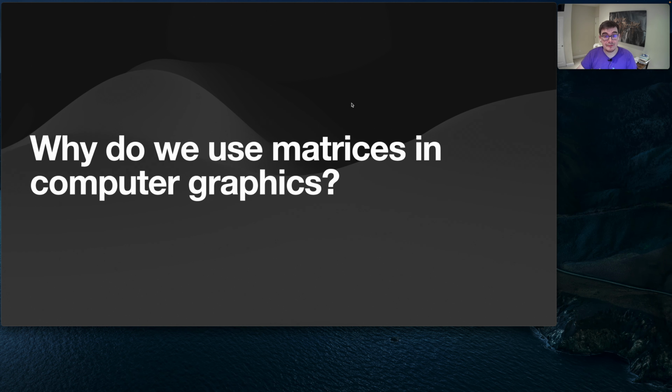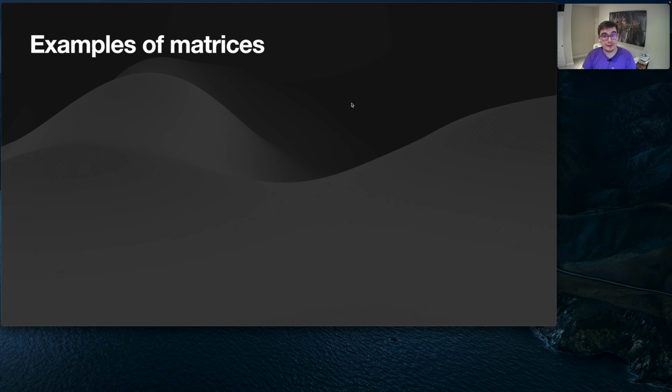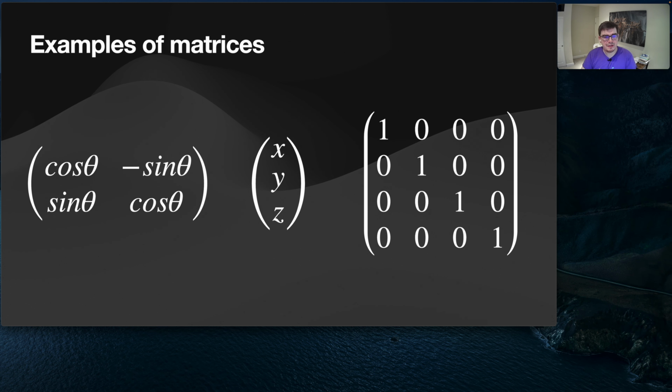So let's get started. First of all, let's look at some examples of matrices. Generally speaking, a matrix is just a way to store values in columns and rows. So for example, here on the left you have this 2 by 2 matrix, in the middle that would be a 3 by 1 matrix, and on the right side it's your usual 4 by 4 identity matrix.